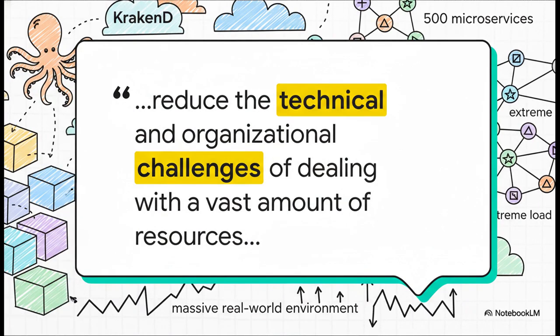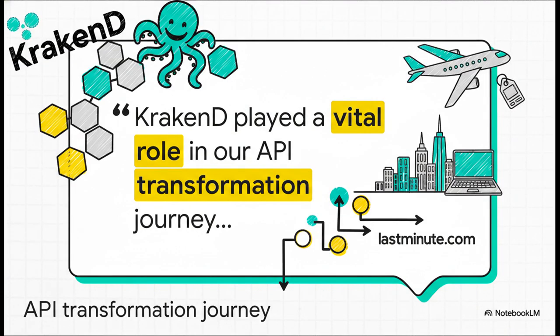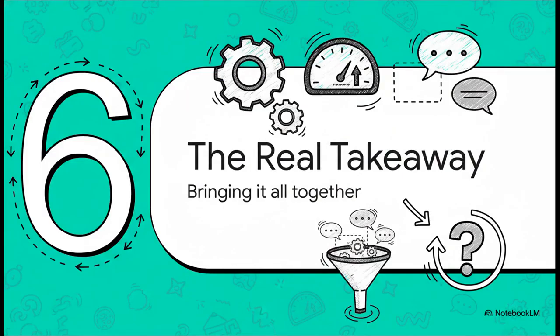And here's a look at it in a massive, real-world setup. Hepsiburada is running over 800 KrakenD containers in Kubernetes to manage an ecosystem of 500 microservices. That just speaks volumes about its ability to scale and stay reliable under absolutely extreme conditions. And this brilliantly illustrates that KrakenD isn't just another piece of infrastructure. It's a strategic enabler. For lastminute.com, it was a vital part of their entire API transformation, helping them standardize how they do business.